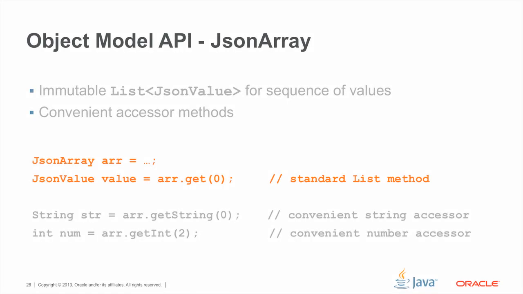So let's take an example here. For example, you want to get a value at index 0, you could use JSON array.get, which is a standard list method, and you get a JSON value. Or you know that at index 0 you have a JSON string value, you could directly use array.getString and pass the index, and you get a string value. So this is a convenient accessor method to get the string value at a particular index. Or for example, if you have an integer number at index 2, you could directly use the convenient accessor method to get that JSON number.